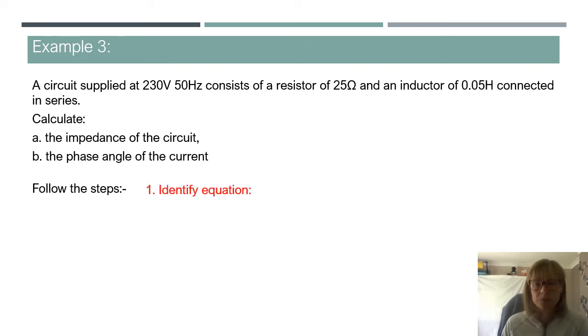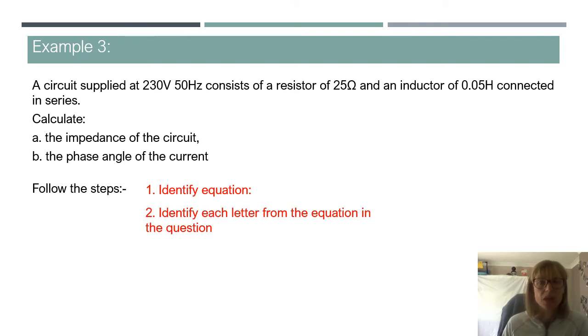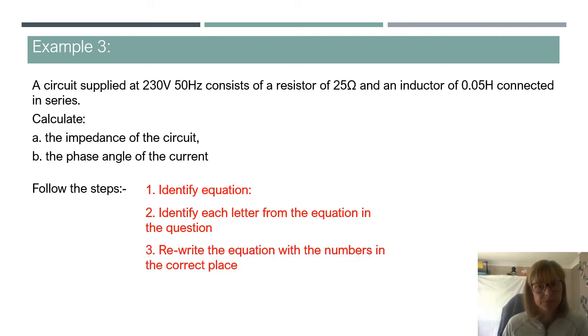So step 1, identify the equation. Step 2, identify each letter from the equation in the question. Step 3, rewrite the equation with the numbers in the correct place. And step 4, rearrange the equation if needed. Okay, so let's do it.